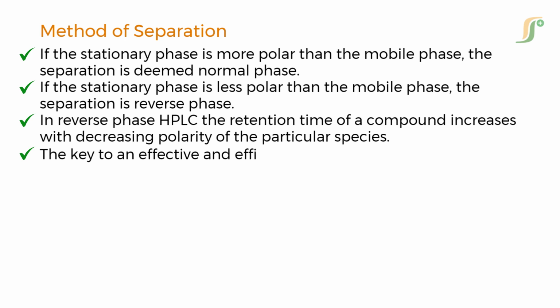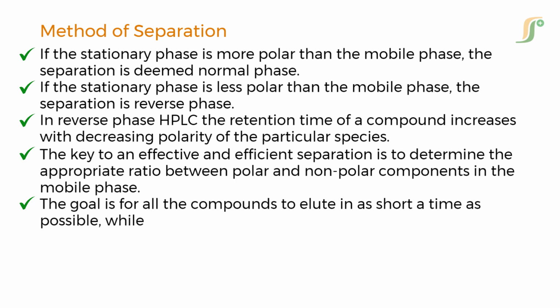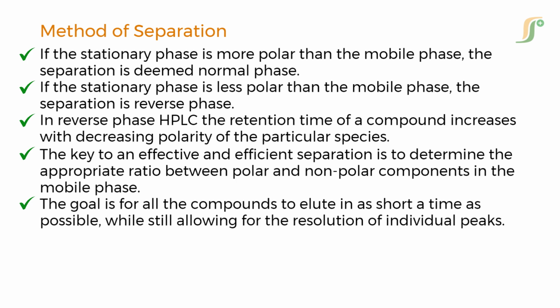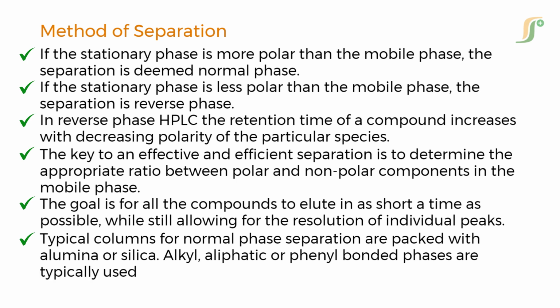The key to an effective and efficient separation is to determine the appropriate ratio between polar and nonpolar components in the mobile phase. The goal is for all the compounds to elute in as short a time as possible, while still allowing for the resolution of individual peaks. Typical columns for normal phase separation are packed with alumina or silica. Alkyl, aliphatic or phenyl bonded phases are typically used for reverse phase separation.